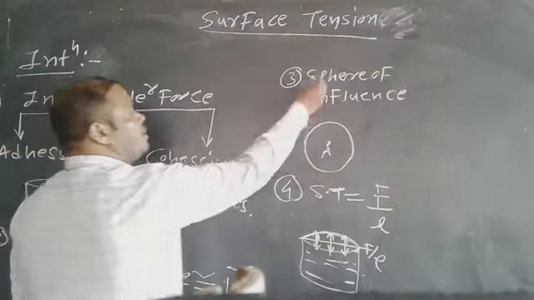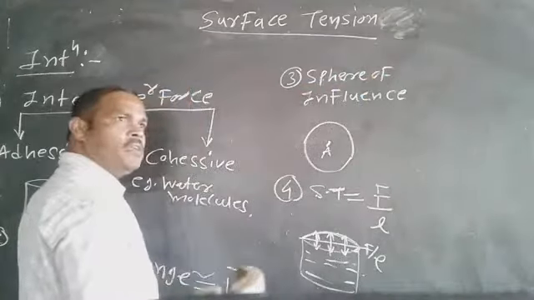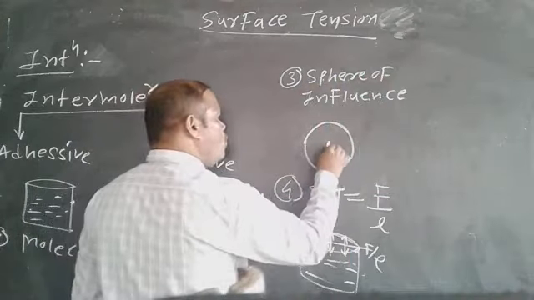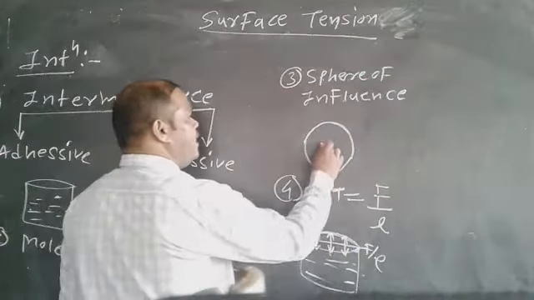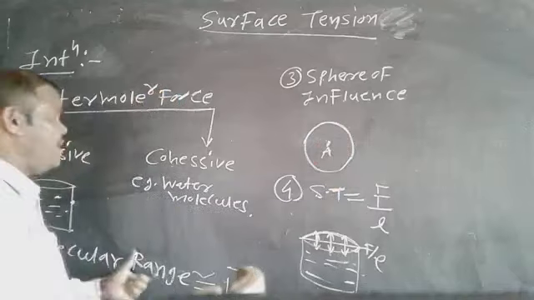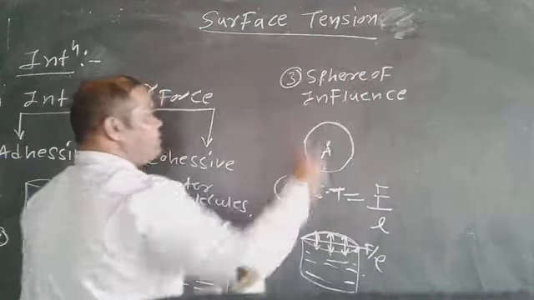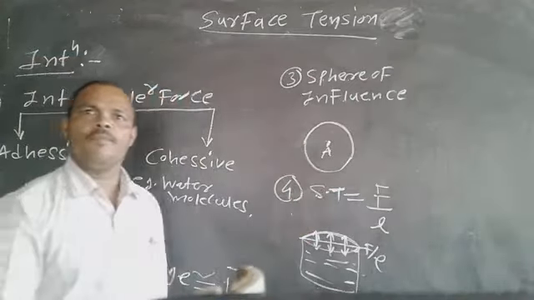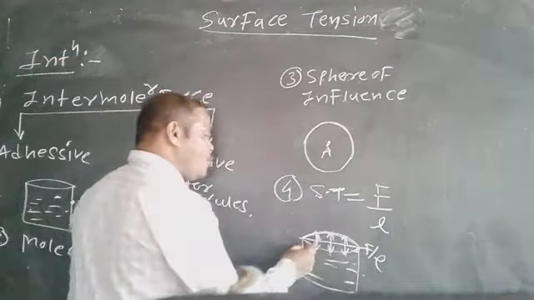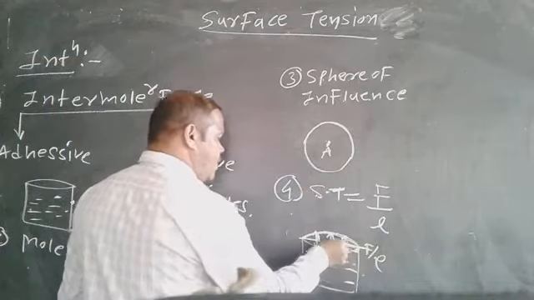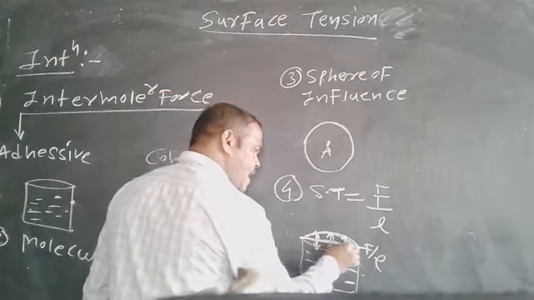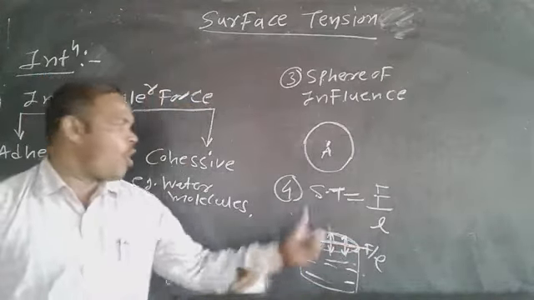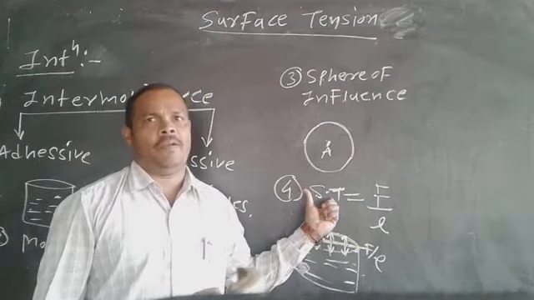Then third definition, sphere of influence, the sphere drawn around the molecule, taking molecule as the center and radius of the order of molecular range is called as sphere of influence. Next we define surface tension, that is tangential force per unit length acting on the line drawn on the free surface of the liquid is called as surface tension.